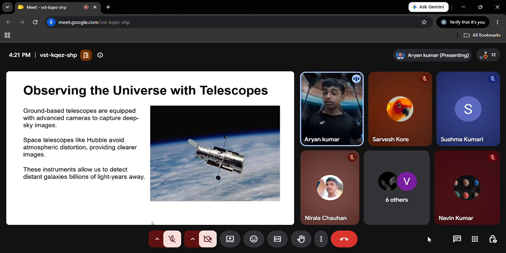So these telescopes are not in the atmosphere because there are distortions, pollution, and other factors. That's why it's in low Earth orbit, which provides clearer images and less disturbances.